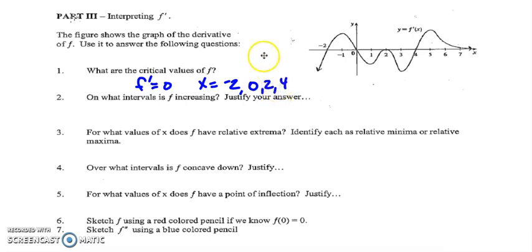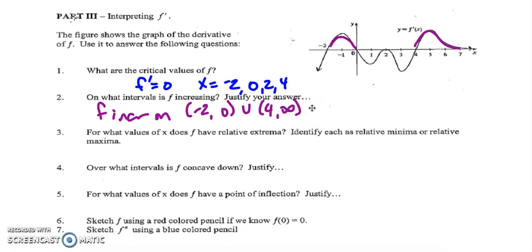So then over what intervals is f increasing? Well, and we need to justify. So f increases on the intervals, and we need to check where f prime is positive. So here and here. So I have -2 to 0 union 4 to infinity. And my reasoning is because f prime is greater than 0.